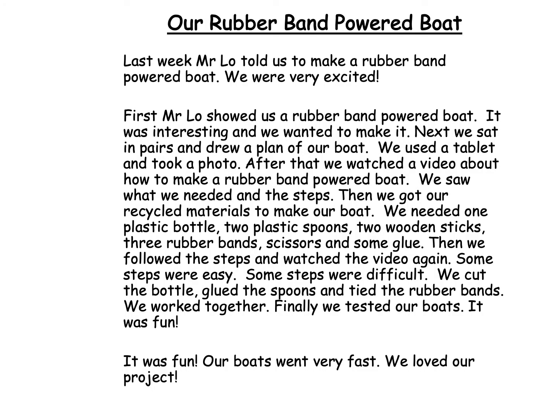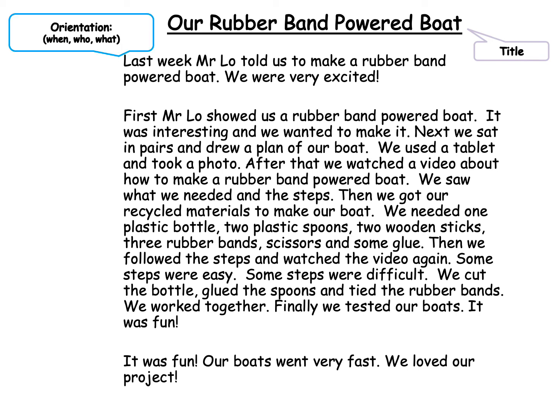Okay, now here we go. This is the story that I've just read out to you, and it's all on one page. There's no pictures, it's just the text. Now I'm just going to introduce the different parts of this text. Now if we have a look at this part here, this is the title, Our Rubber Band Powered Boat. That's the title, okay? And the orientation consists of questions such as when, who, and what. And that sets out the story. So that's at the very beginning of the story, the first paragraph or the first sentence.